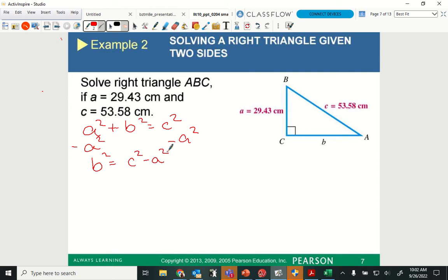But we're trying to look for b. Remember, when we do this, it's always going to give me a positive or a negative, because to undo a square, I take the square root. But this is the length of a triangle. It is a distance, a measurement. It's got to be positive. So now I'm going to take the square root of both sides. So b equals the positive square root of c squared minus a squared.